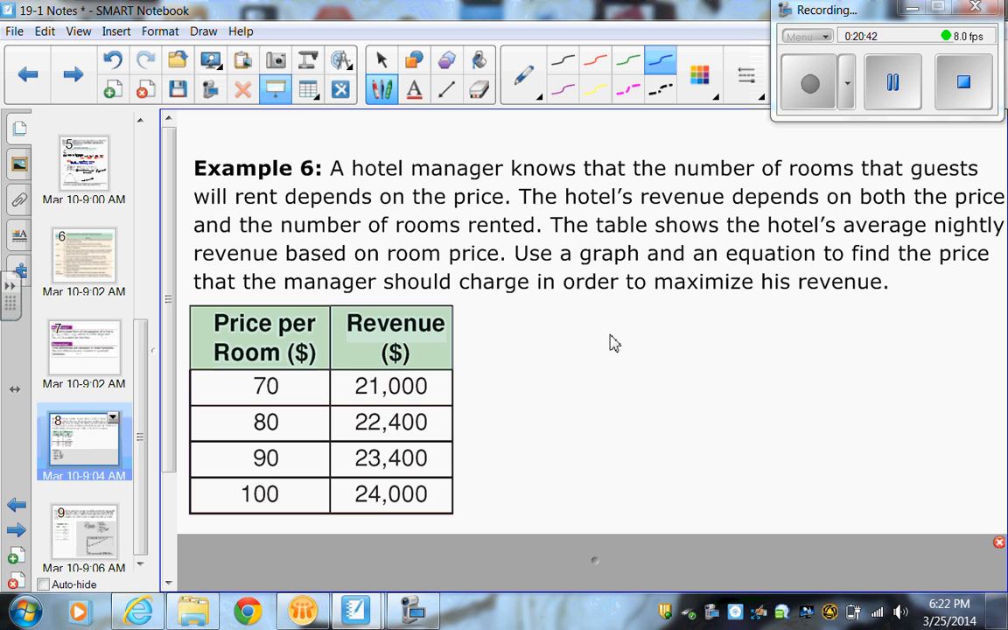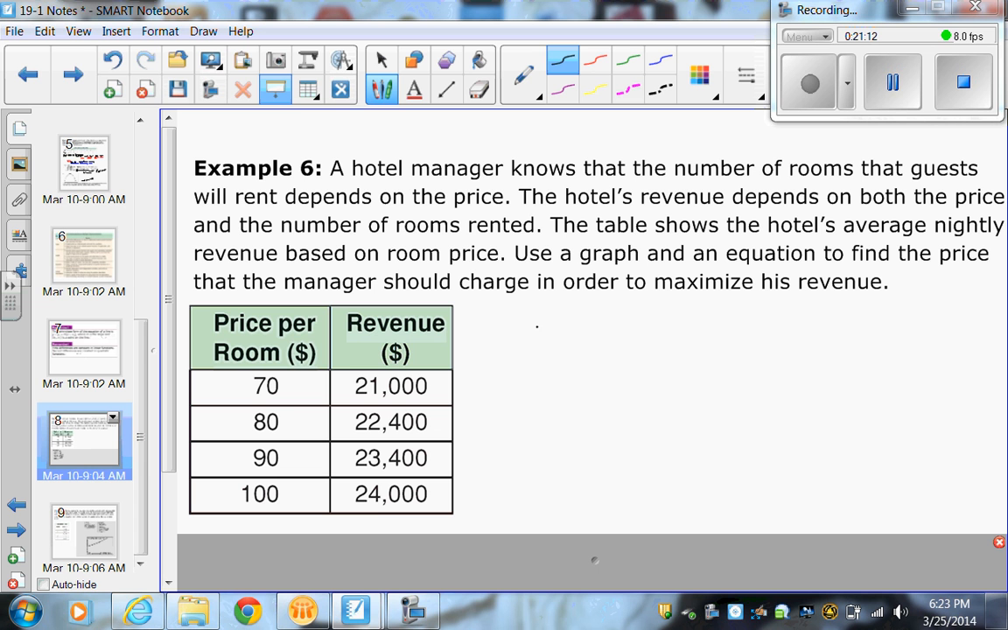Example 6, we have a hotel manager knows that the number of rooms that guests will rent depends on the price. The hotel's revenue depends on both the price and the number of rooms rented. The table shows the hotel's average nightly revenue based on room price. Use a graph and an equation to find the price the manager should charge in order to maximize its revenue. So since I'm given a table, the first thing I'm going to do is find the first differences.